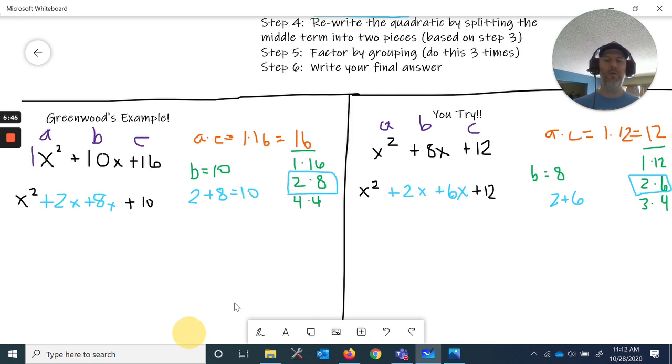And in the next video, I'll talk about how to factor by grouping 3 times so we can write our final answer of our fully factored quadratic expression.